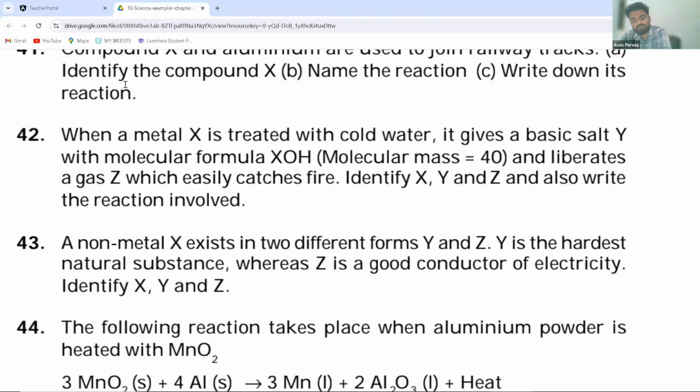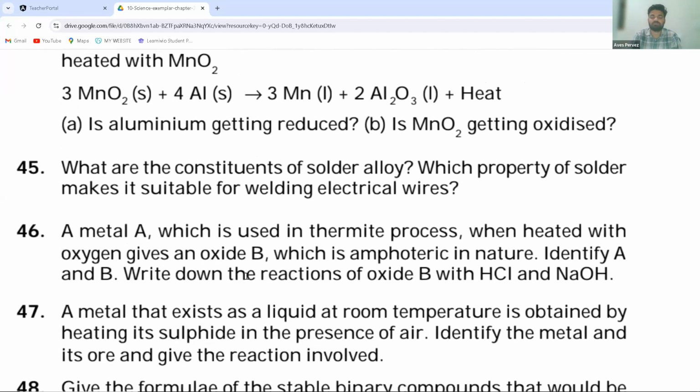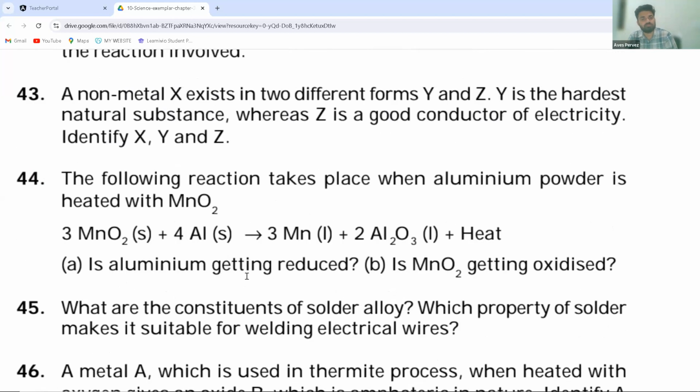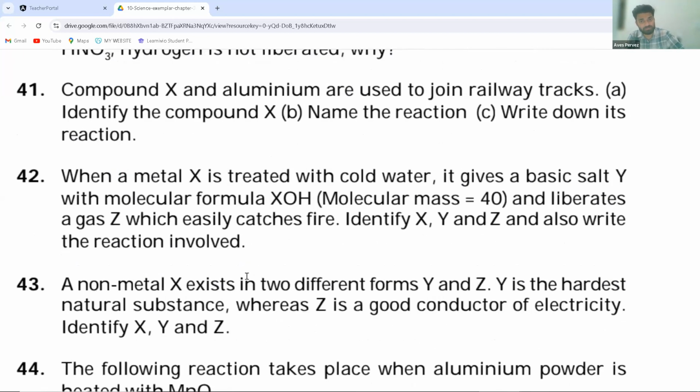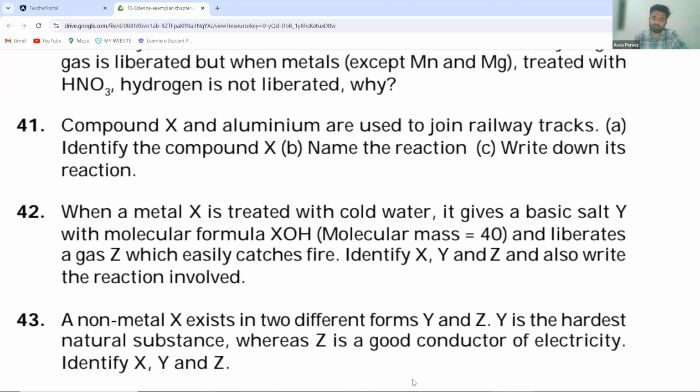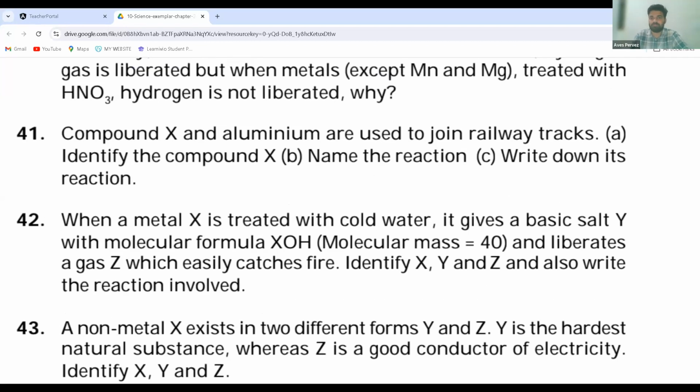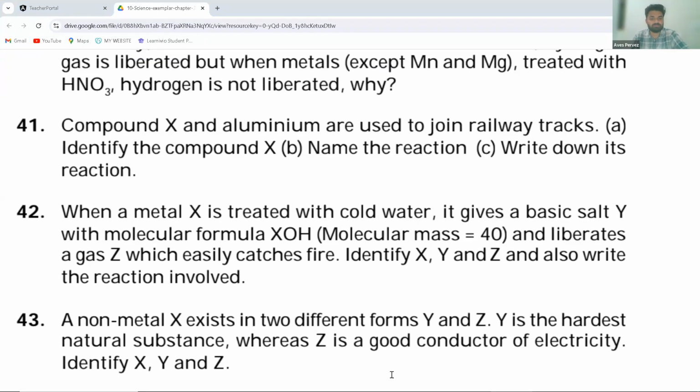Okay, so we found X, Y, and Z. X is potassium, Y is potassium hydroxide, and Z is hydrogen gas. Okay. X is potassium. Yes, sir. No, it is not potassium. What is being said in the question?